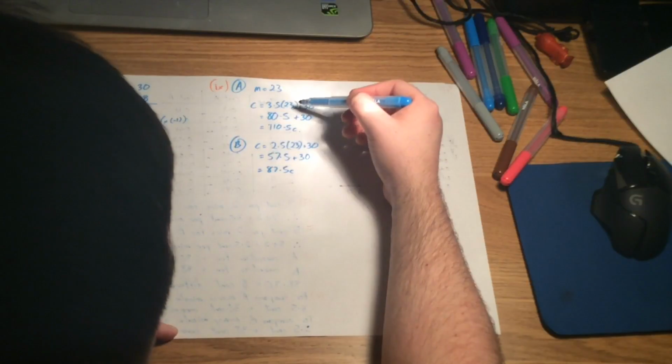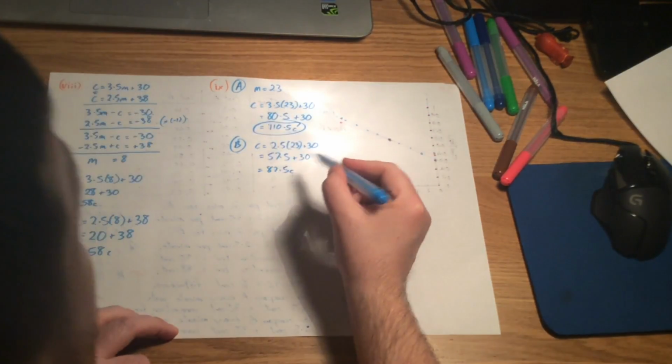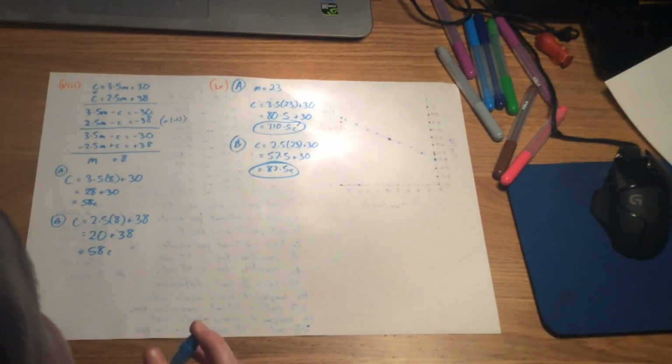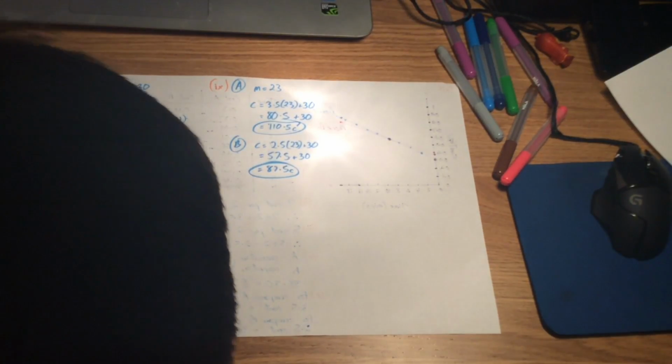So after 23 minutes with A, you're going to be over €1. 23 minutes with B, you're going to be under €1. So you have to, these are the things you have to keep in mind when you're choosing which one you want to do.